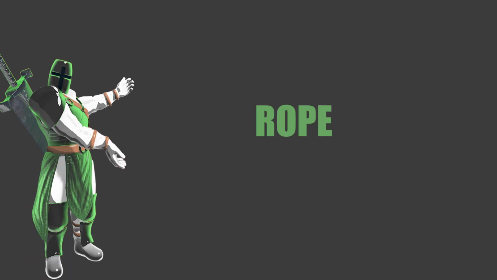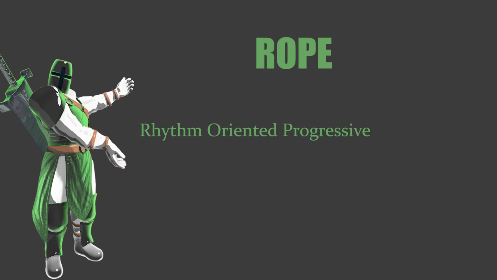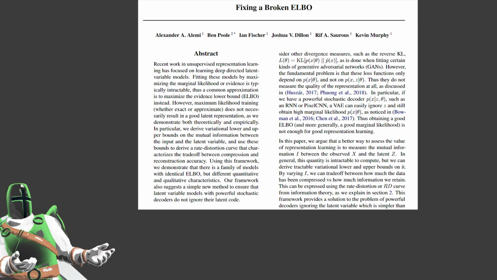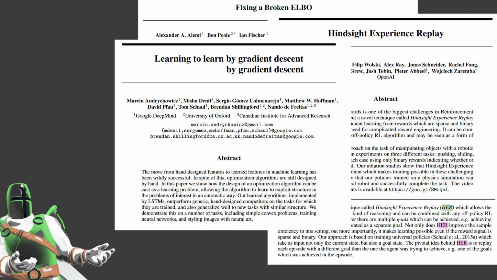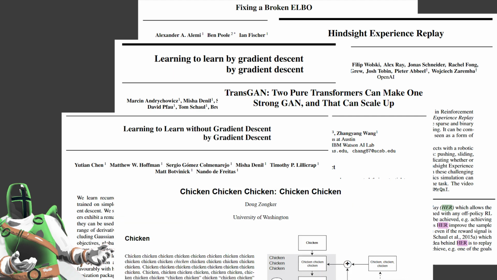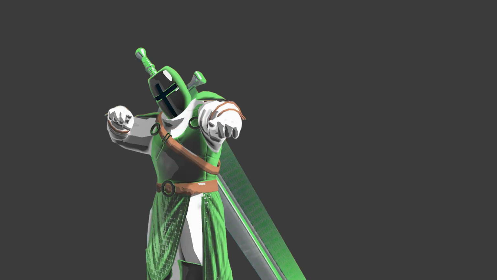Last but not least, I'll name this method ROPE, short for Rhythm-Oriented Progressive Elevation, since this method works like a rope that lifts up our character. Also, there is this fancy catchy naming rule that rules the machine learning field, and hey, I didn't make the rules, so ROPE it is. That is clear, now let the coding begin.